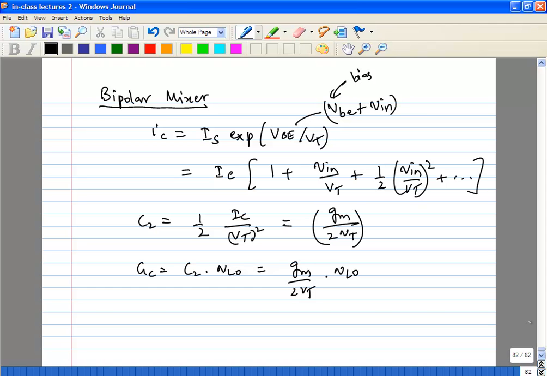So let's say we want to compare the performance of a bipolar mixer and a MOSFET mixer. Let's see if we can write this in terms of VLO.